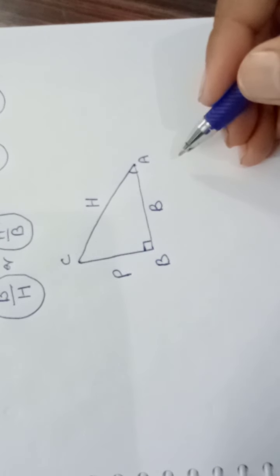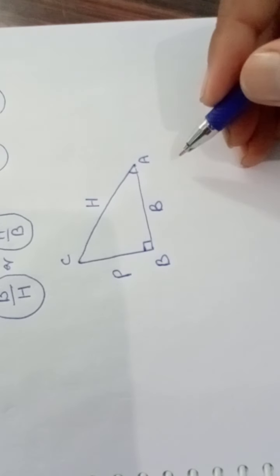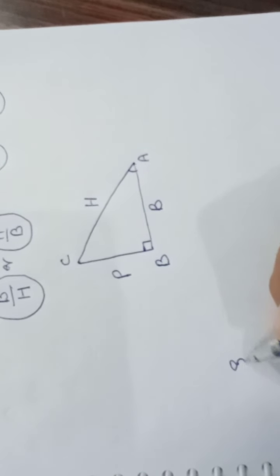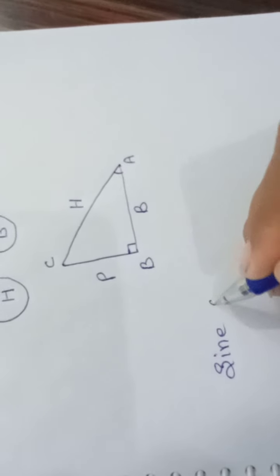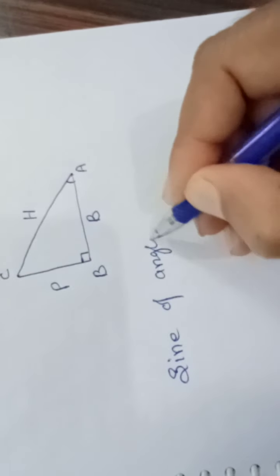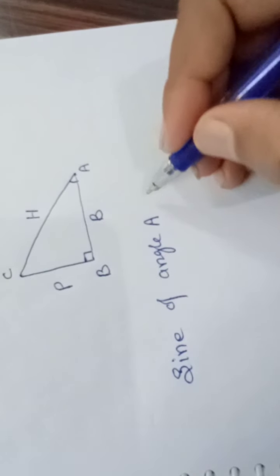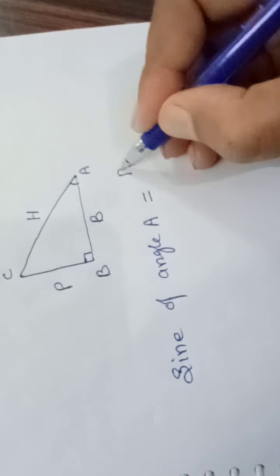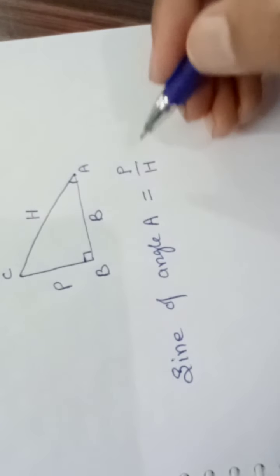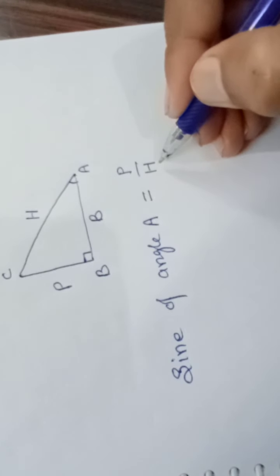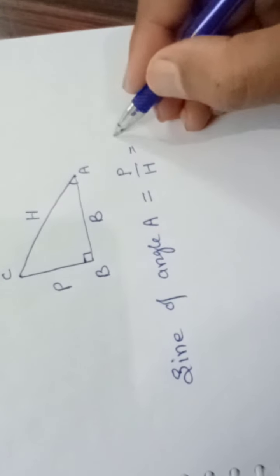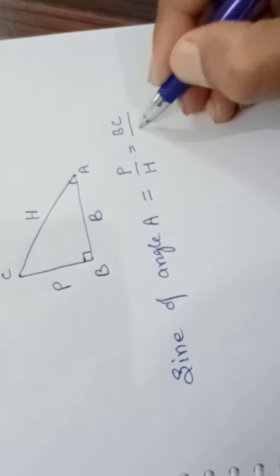Now we will name them. These ratios are called trigonometric ratios. For angle A, if I write sine of angle A, here I am writing the full name, it is nothing but the ratio of P by H, perpendicular to hypotenuse. If I see in this figure, then it is the ratio of side BC to side AC.